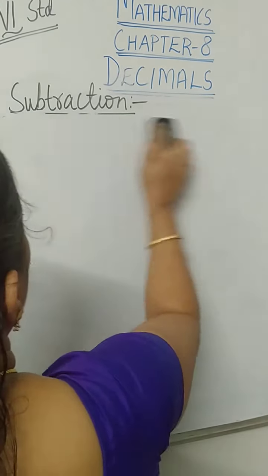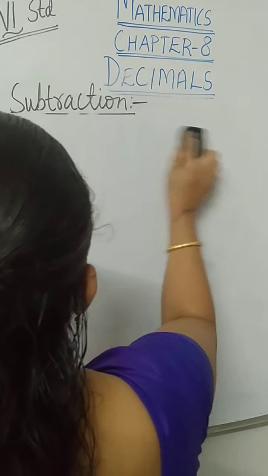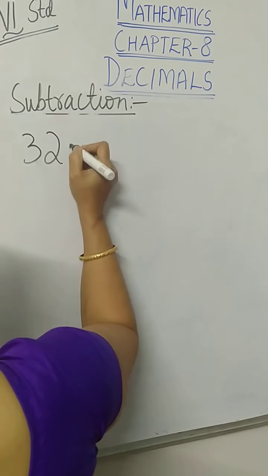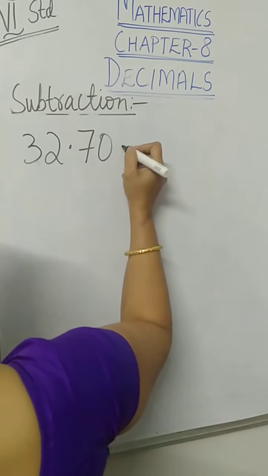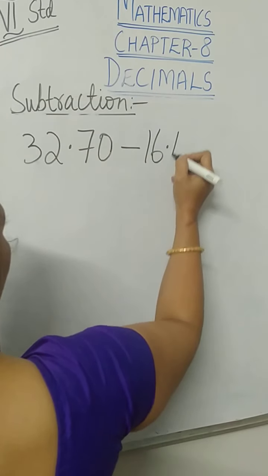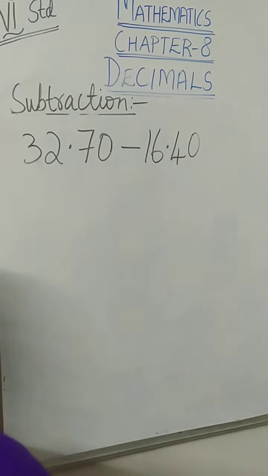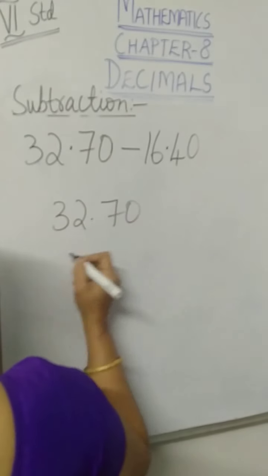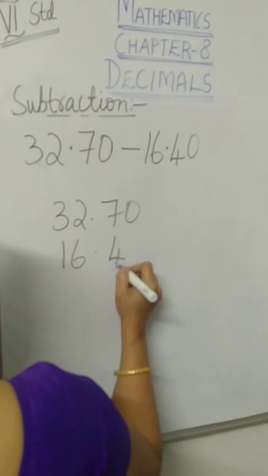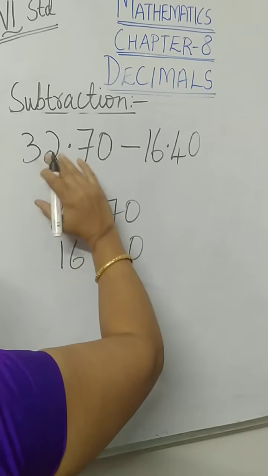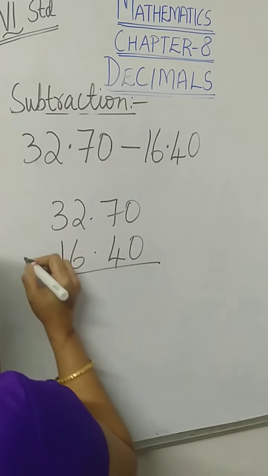Now I'll show you without the "from" format. I'll give you another format. That is 32.70 minus 16.40. Let us subtract 32.70 minus 16.40. Here I am not interchanging because it's not "from", it is given directly, so it is written like this. So let us subtract.